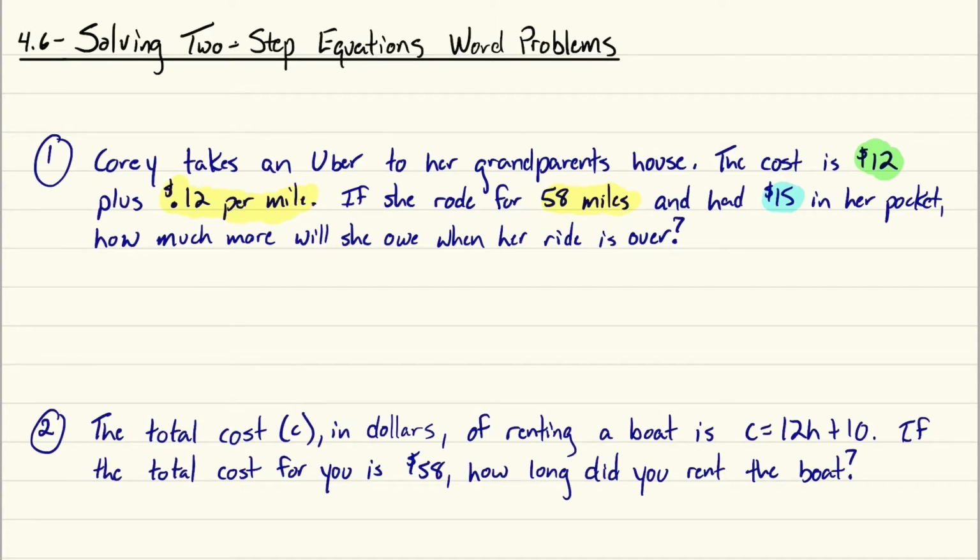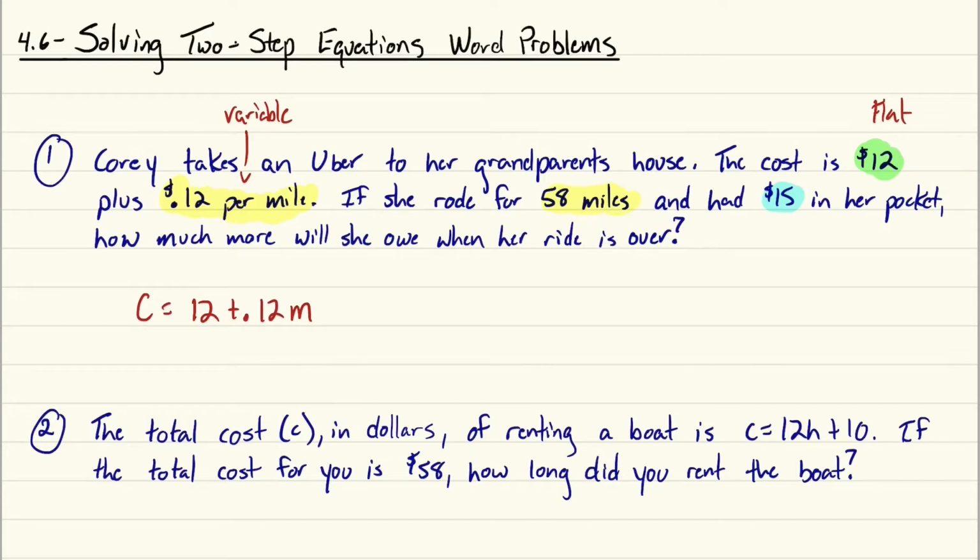So we know to write at least an expression of what we have is we have our flat cost of $12, and we have our variable cost of 12 cents per mile. So that ends up being that her total cost is going to be $12 plus 0.12 for every mile that she rides.